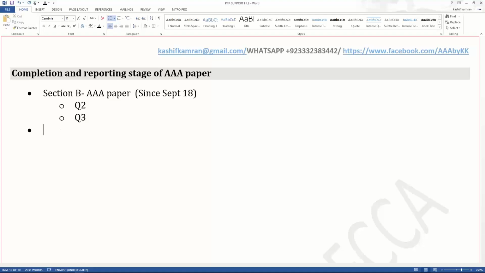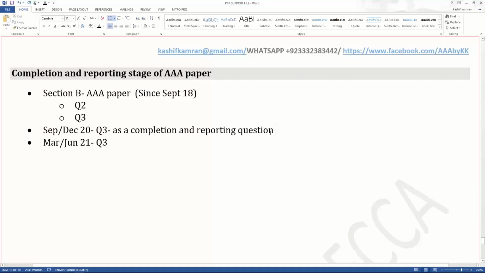Now, in the last 2 exam sittings published on the ACCA website, which are September and December 20, and March and June 21, the examiner has made question number 3 a completion and reporting question.